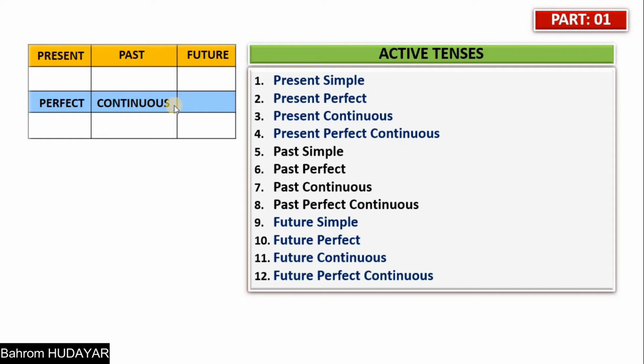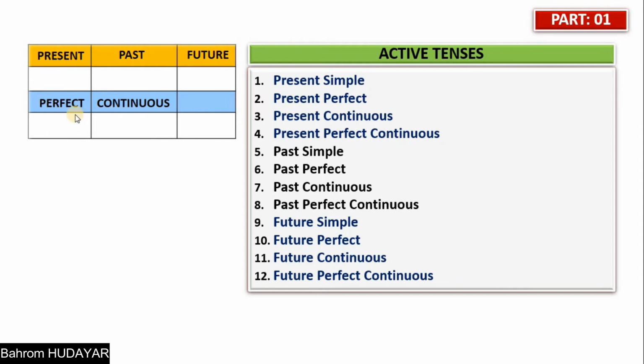What I do here is very simple. We have times and components. So why do we call perfect and continuous components? Because if you combine the component with the time, you will get the tense. For example, we have the perfect component here, and if you combine it with the past, you will get the past perfect tense. Or if you combine it with present, you will get present perfect or future perfect.